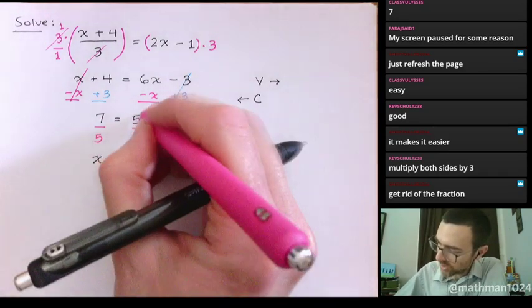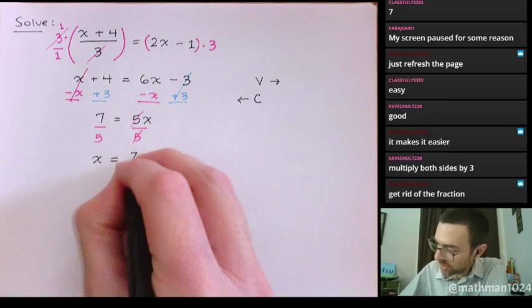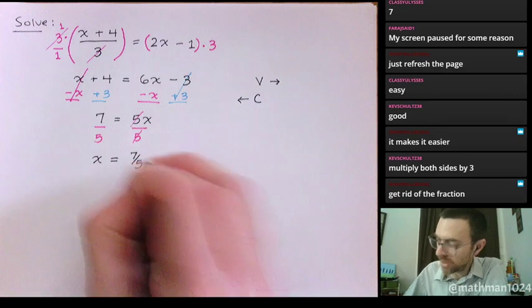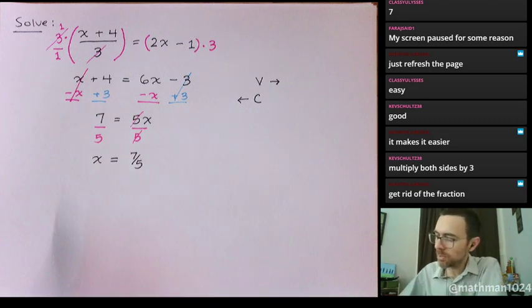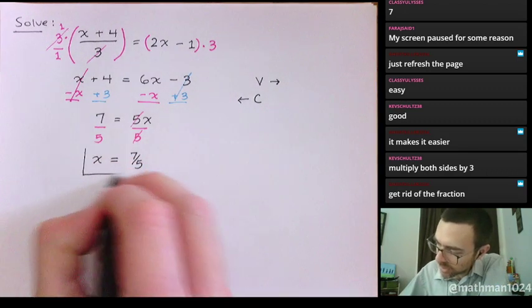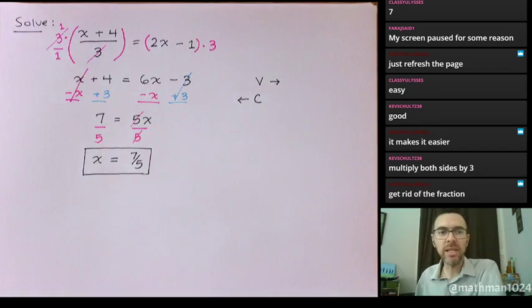Just for emphasis here, the 5's reduce. x is equal to 7 over 5. If you show work just the same way I'm showing work, you really shouldn't have any problems. I'm showing you every single step and not leaving anything out. Make it nice and clean, make it easy to follow.